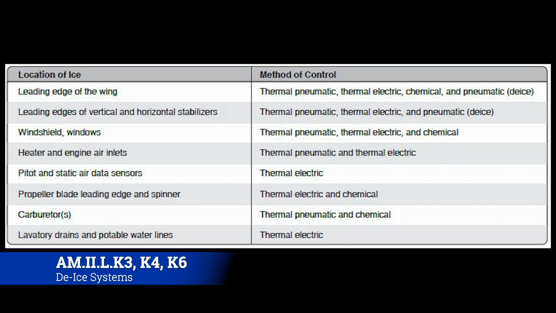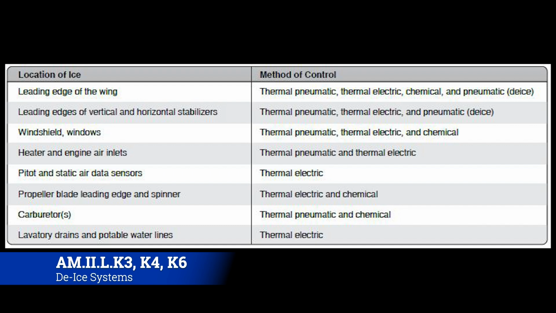Also, leading edges of vertical and horizontal stabilizers, basically the same surface, just arranged a little bit differently. Windshield, you'll get thermal pneumatic, thermal electric, and chemical. And then, like we kind of went over that, heater and engine air inlets.